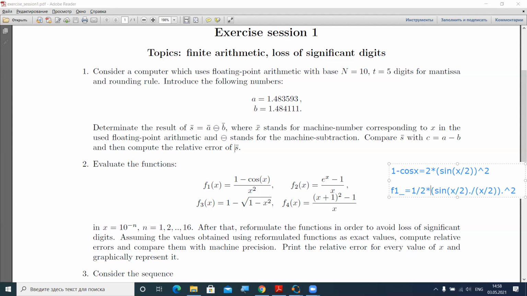Let's check it one more time. So it will be sine x over 2 over x over 2 squared. And in the denominator, you'll get here x squared over 4. And this 4 goes to the numerator. And with this 1 over 2, it gives 2, this one. Is it clear now?